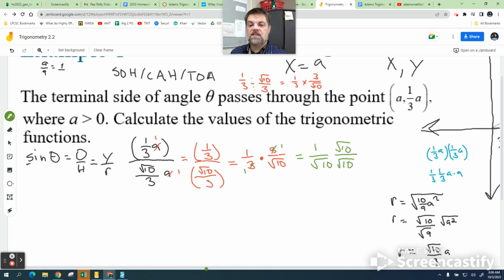So this is the square root of 10 on the top. And technically, what's square root of 10 times square root of 10? Well, yeah, it ends up being 10, but what's 10 times 10? 100. What's the square root of 100? 10. So whenever you square a square root, you're left with the base. So this is sine: the square root of 10 over 10.